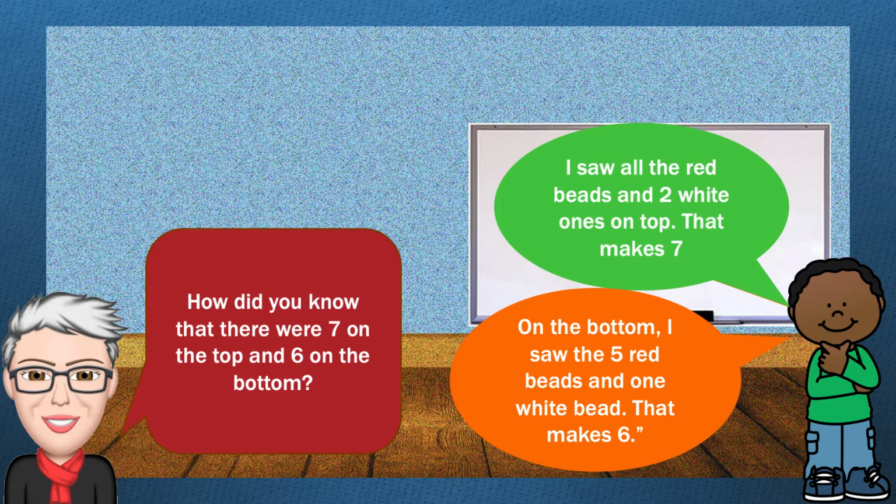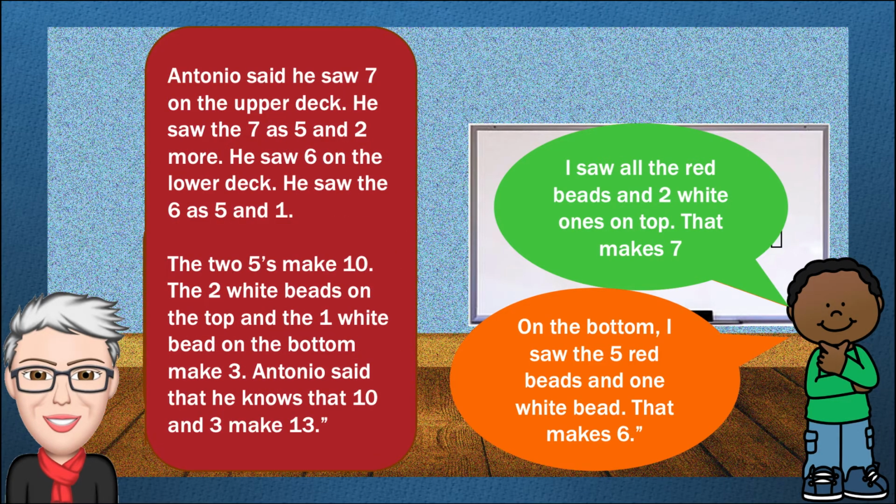However, this verbal exchange with Antonio gives the teacher the opportunity, if she so chooses, to initiate a discussion as if this task was about the sum of 7 and 6. She might say, Antonio said he saw 7 on the upper deck. He saw the 7 as 5 and 2 more. He saw the 6 on the lower deck. He saw the 6 as 5 and 1 more.